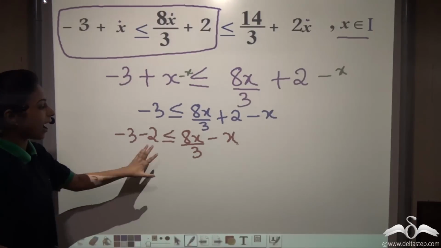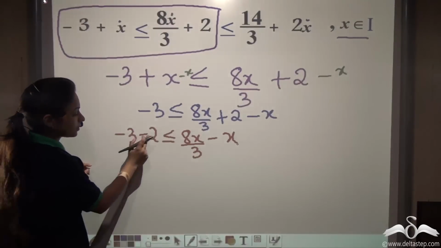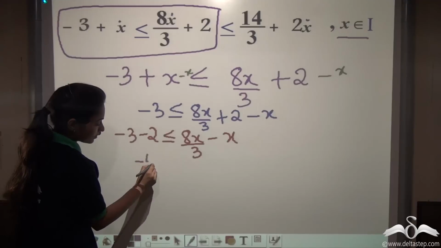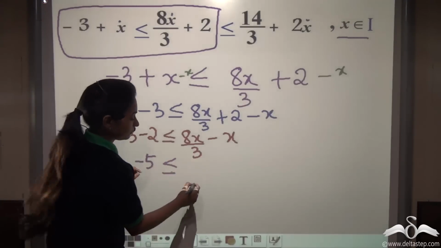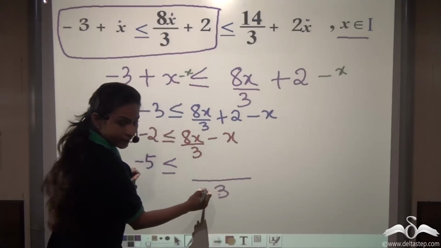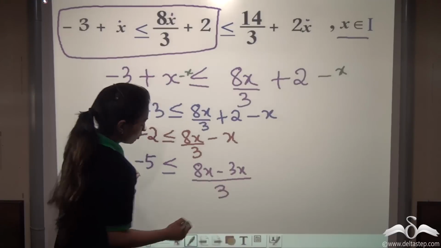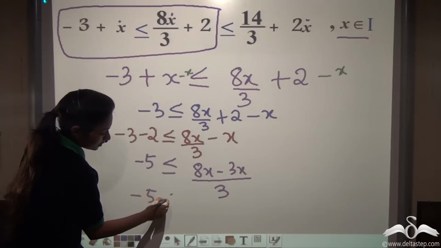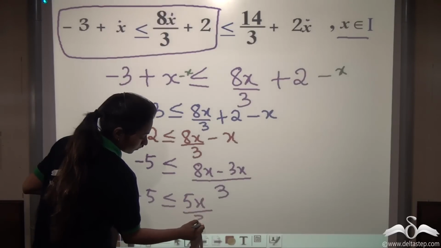So what have I done? I have brought the variables to one side. Now equate it. Minus 3 minus 2 will give me minus 5 less than or equal to, and solve this. Taking the LCM, 8x minus 3x. What do I get? Minus 5 is less than or equal to 5x by 3.